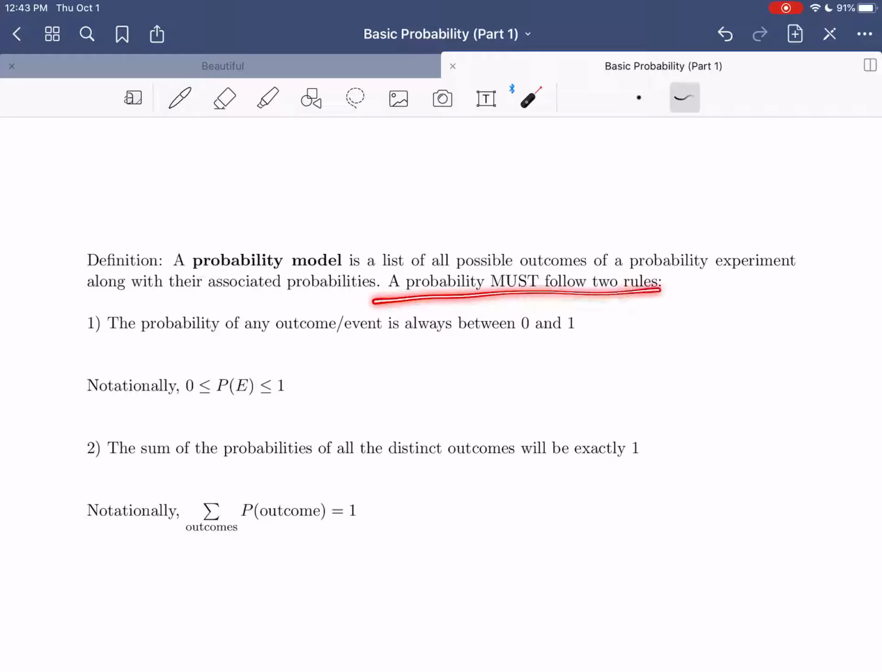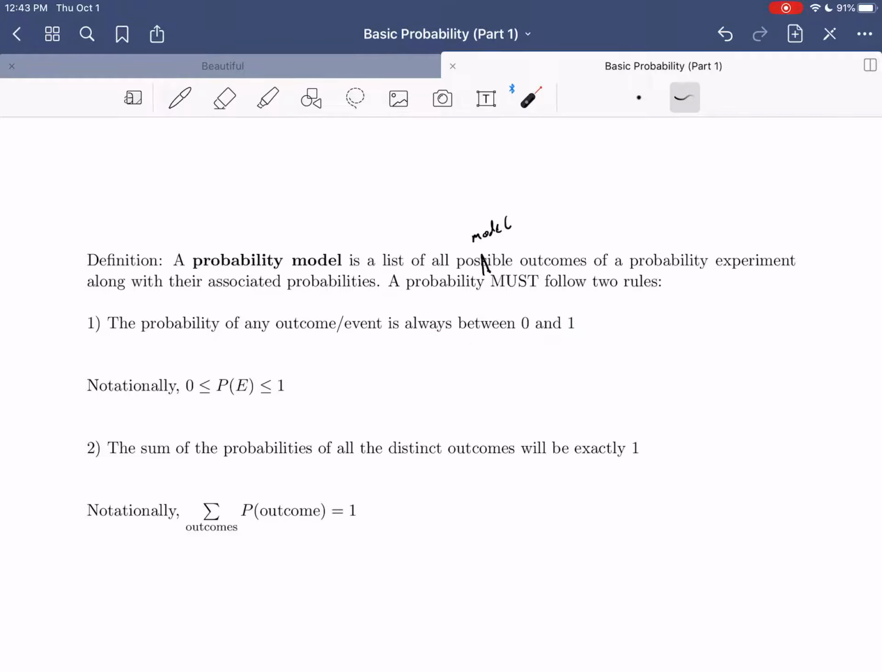When you build a probability model, it must follow 2 rules. One, and this holds for any time you are calculating probabilities, the probability of any outcome or event in that model is always between 0 and 1.